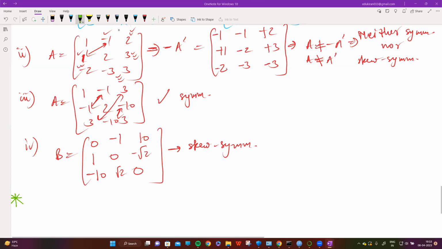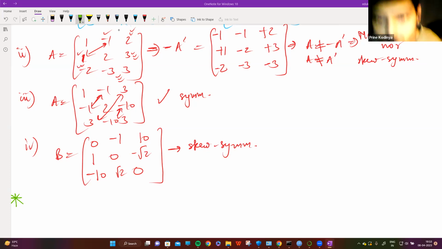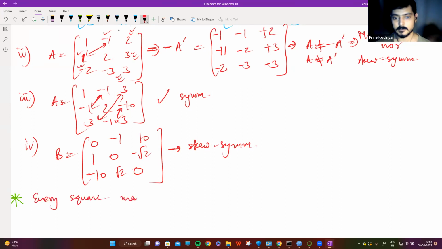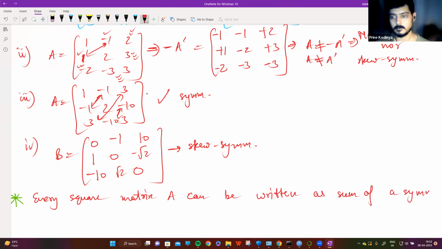Guys, sorry. Yeah. So let's talk about why we started talking about symmetric and skew symmetric matrices. So every square matrix, this is very important for you to know. Every square matrix A can be written as a sum of a symmetric and a skew symmetric matrix.